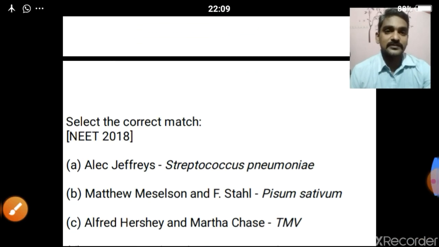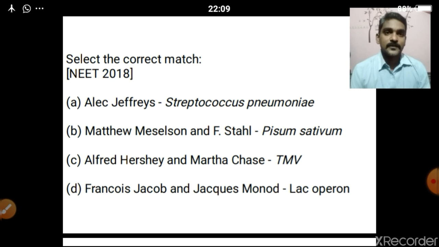The next question, select the correct match. You can see here Alec Jeffreys, Meselson and Stahl, Hershey and Chase, Jacob and Monod. So easily you can find the answer. Jacob and Monod, they only gave the lac operon model. So option D is the right answer.